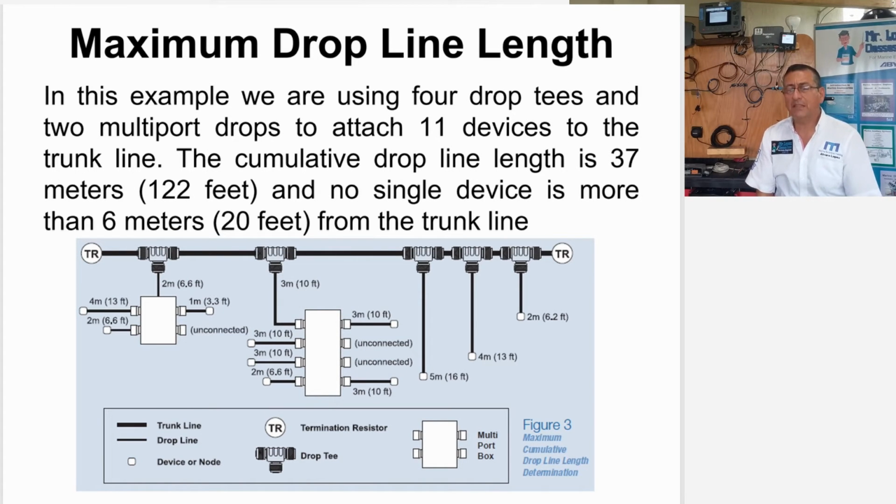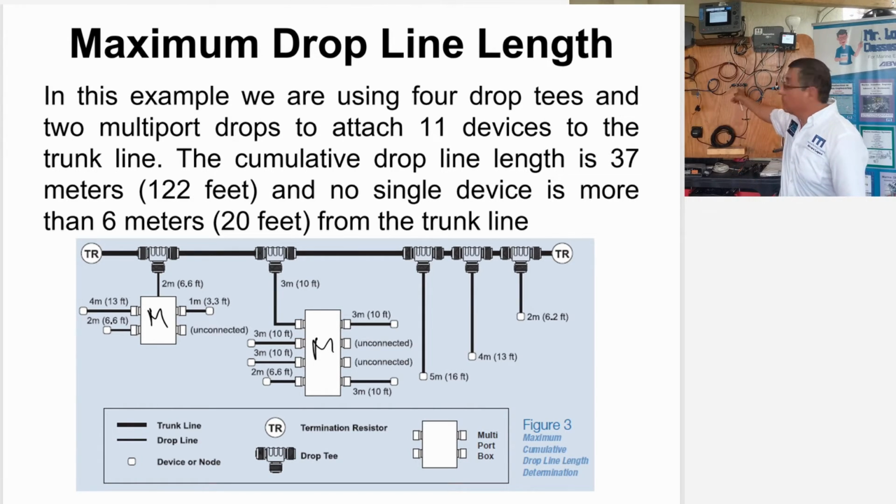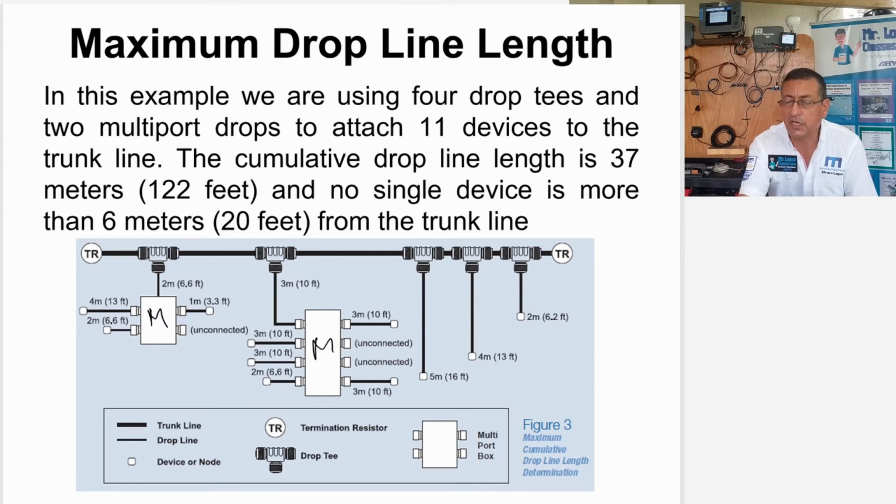Okay, in this particular example, we are using 4 drop T's, really 5, and 2 multiports. This is one multiport, and this is the other multiport, similar to those, no? Multiport bus bars. 2 multiports and 11 devices attached to the trunk line. Let me check: 1, 2, 3, 4, 5, 6, 7, 8, 9, 10, 11. Okay, 11 devices added to the trunk line.